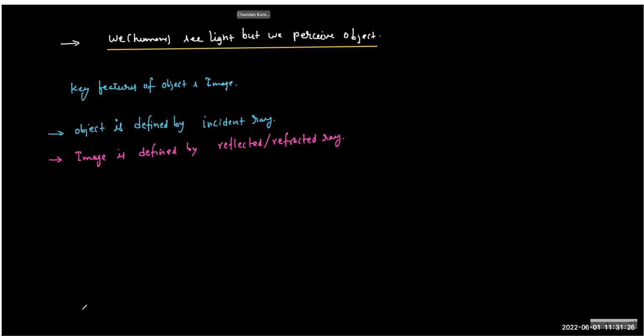Yes, sir. Okay, so now we can start with the first property of light rays, which is called the reflection property.